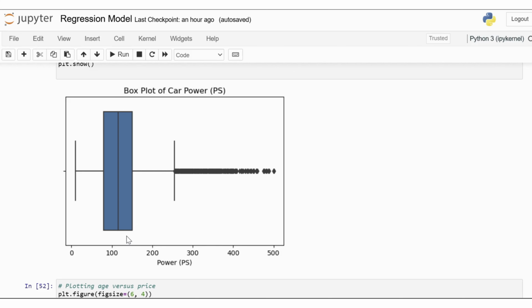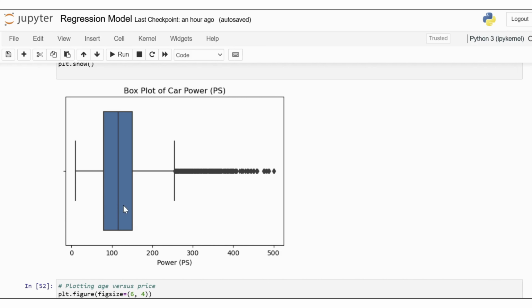This visualization helps in understanding the distribution and range of car power in the dataset, as well as identifying the presence of extreme values. These visualizations give us a better understanding of the distribution of the power variable in our dataset, making it easier to proceed with further analysis and modeling.